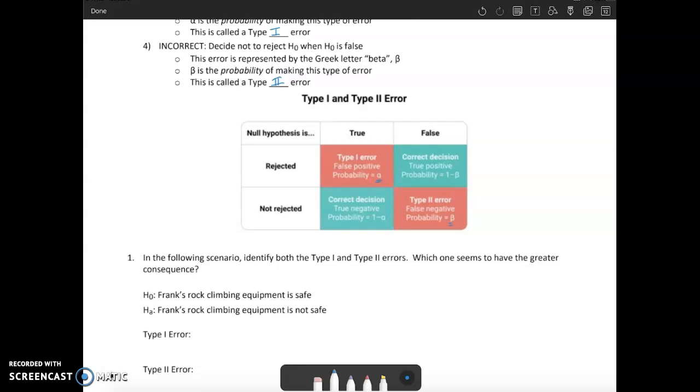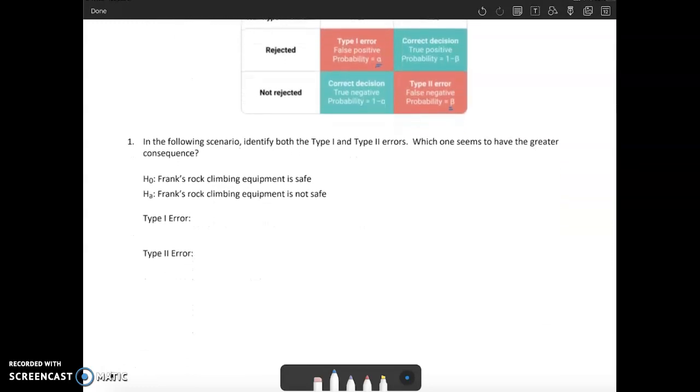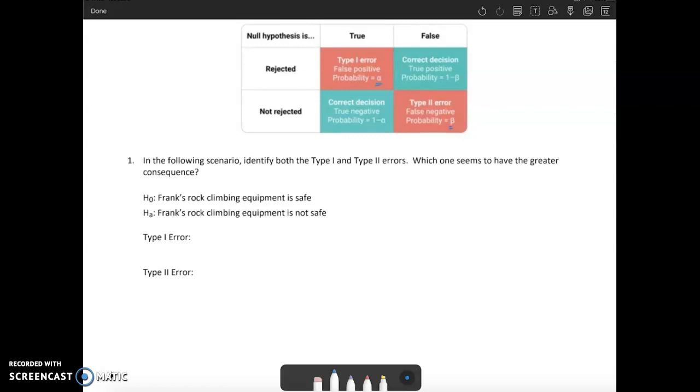So let's look at a scenario. In this scenario, we want to identify both the type 1 and 2 errors and see which one seems to have the greater consequence in this specific situation. Okay, so our null hypothesis for this example is that Frank's rock climbing equipment is safe. We assume that it is safe. He just bought it from a company, he got it out of the package, he's putting it all together. You would assume that this equipment that he just bought is safe. But our alternative hypothesis here is that his rock climbing equipment is not safe.